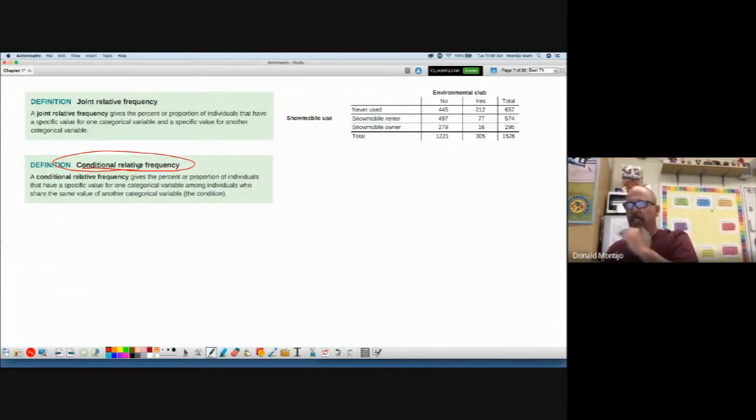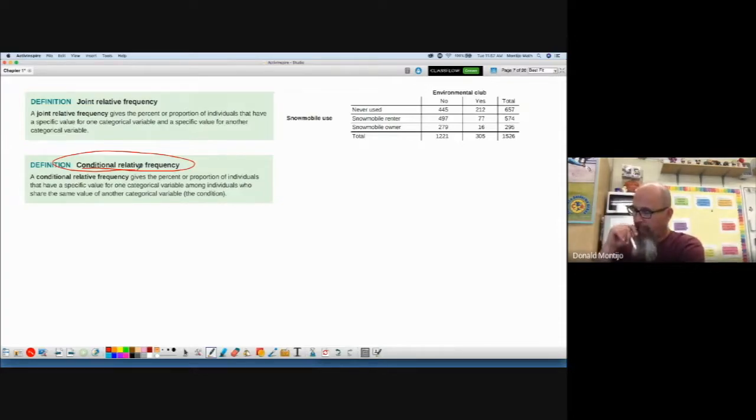So, conditional relative frequency. What do they mean by conditional? The condition is that you never used a snowmobile. The condition is that you are an environmental club member. Whatever that condition is being put on to that individual. So, it gives the percent or proportion of individuals that have a specific value for one categorical variable among individuals who share the same value in another categorical variable, or in a condition.